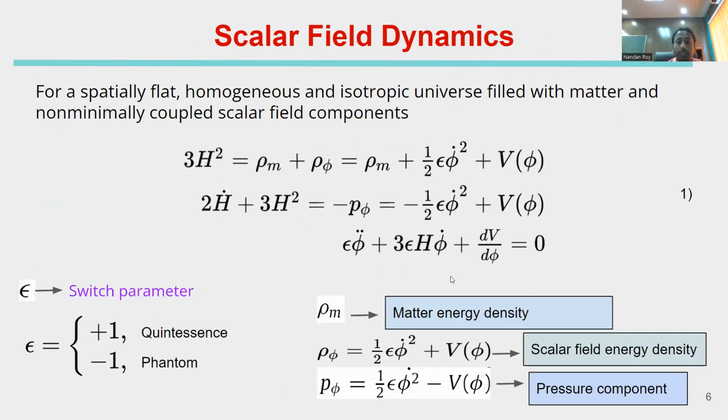Once we use the Lagrangian, we can find the field equations of these forms, and this epsilon is the switch parameter. If epsilon is +1, this is the quintessence field, and if it is minus 1, then this describes the phantom field. Both rho phi and p phi, the energy density and pressure for the scalar field, can be written in this form with the epsilon parameter.